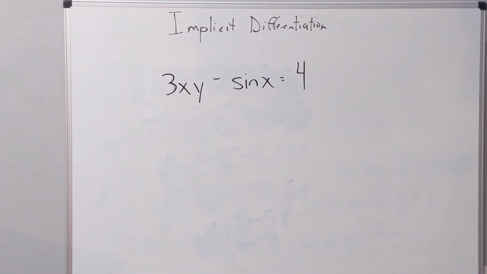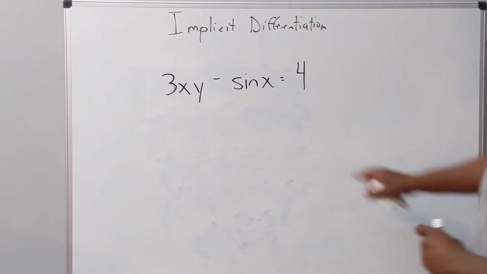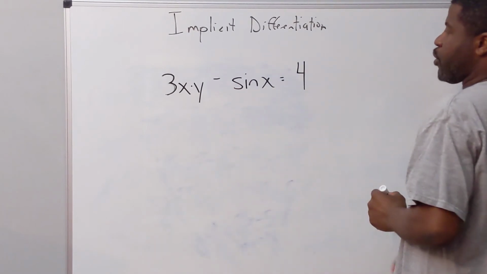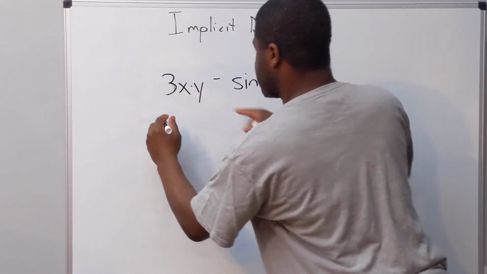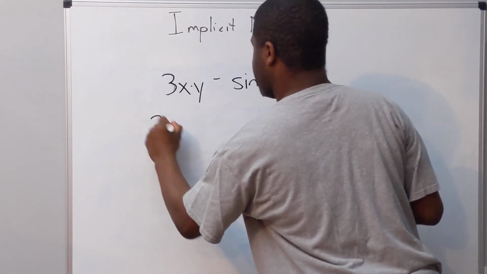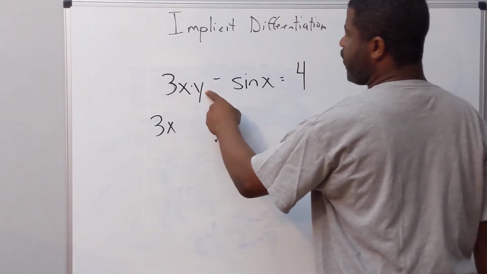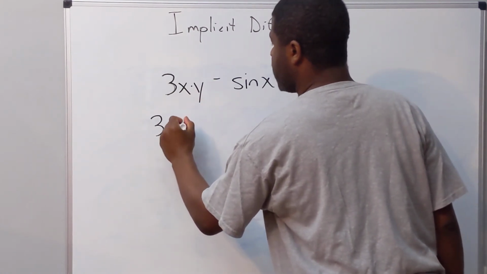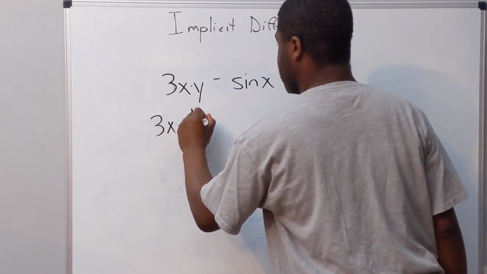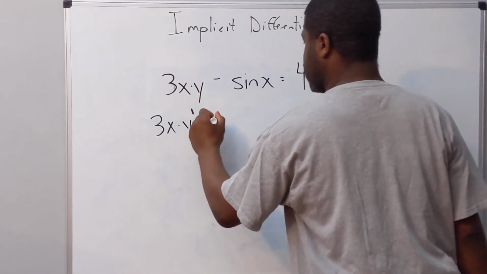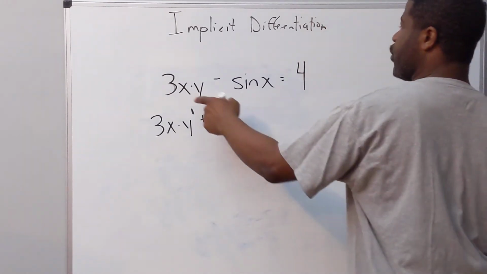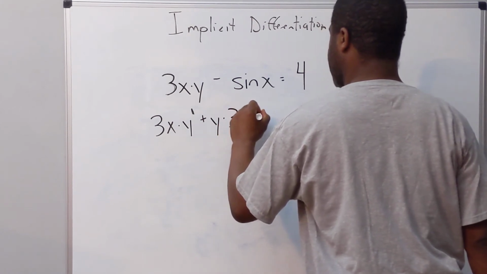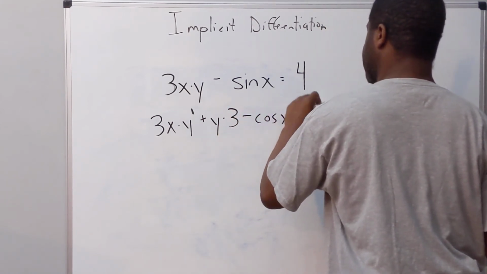Now on this problem, it's slightly different. We have to notice the product rule. So it's still implicit differentiation, but we have to use the product rule here. So now, my first term is 3x. The derivative of my second term, the derivative of y, is just 1, but that's 1 y prime, because it's a y term, plus my second term, which is y, and the derivative of the first term is 3. That's minus cosine x is equal to 0.